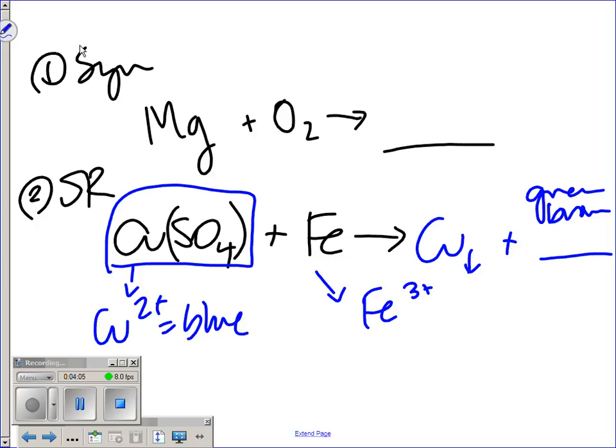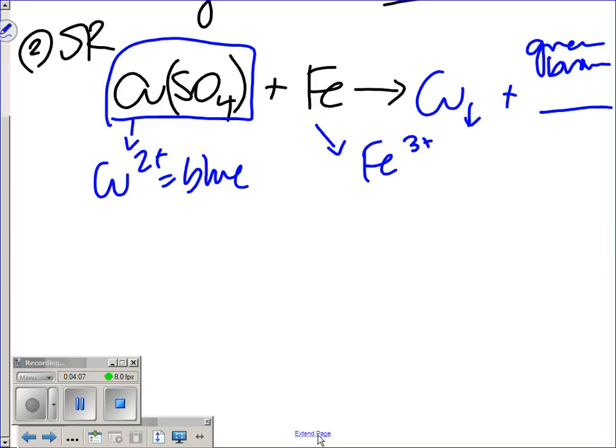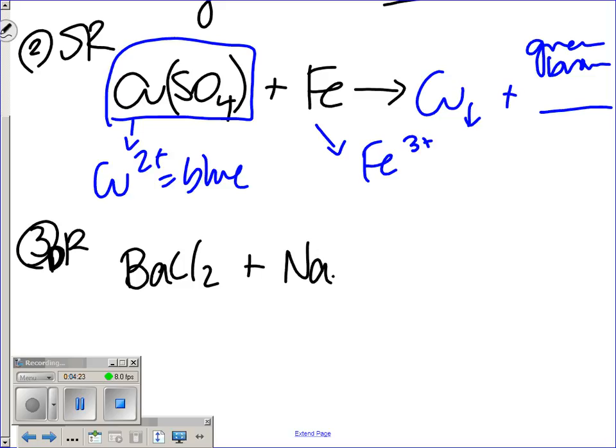All right, Miles, what was the next reaction? Miles group. So it was double replacement. And what were your 2 reactants? BaCl2. Barium chloride, BaCl2 plus... Beautiful. Sodium bicarbonate or sodium carbonate. And it does a double replacement. And what did you guys observe?